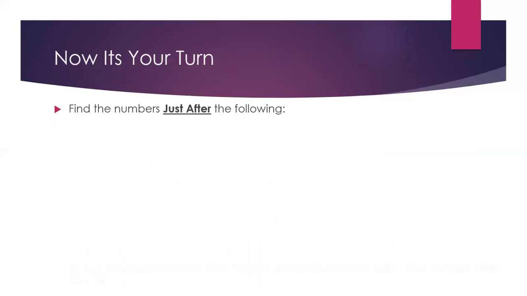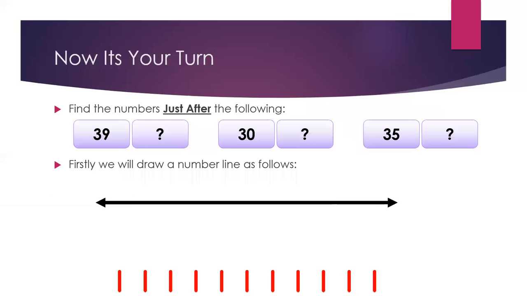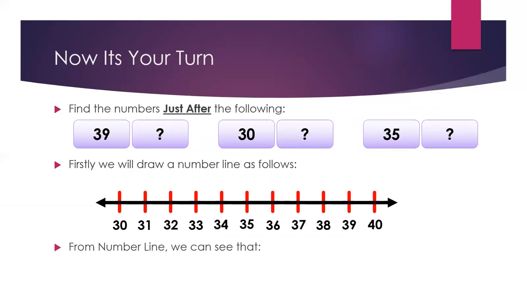Here we have three numbers, and we have to find the number after these numbers. So firstly, we have 39. So the number after 39 is which number? You can see on the number line that number 39 is here. If you mark the number 39, you can see that the number after 39 is 40. We have seen earlier that if we have to find the number after a provided number, we will jump one position towards the right. So the number after 39 is 40.